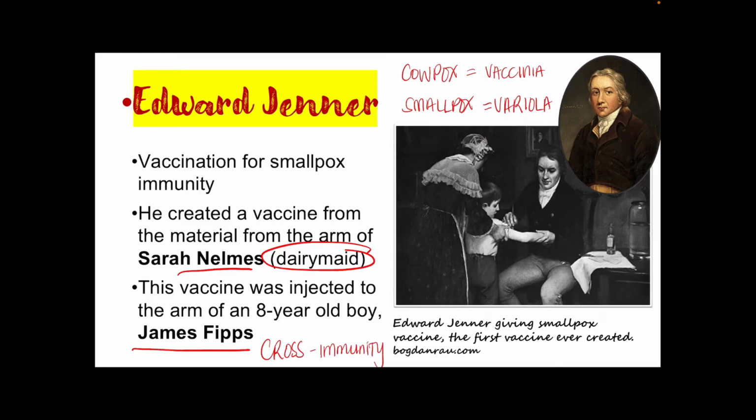So this cross-immunity is a phenomenon in which exposure to one agent produces protection against another agent. And James Phipps, during that time, was exposed to smallpox. However, he did not develop the disease because he was vaccinated. And because of this, Jenner also vaccinated other children, including his own son. And this process, vaccination, comes from the word vacca. So vacca, that's the Latin word for cow.